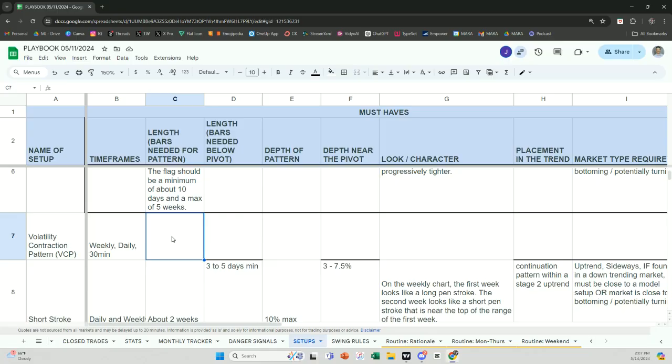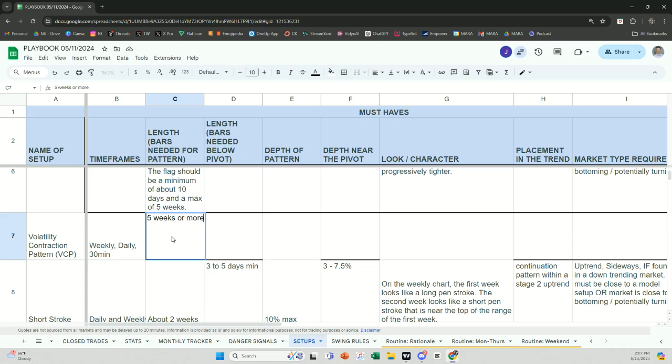In fact, after I say the length, we'll jump right over to some charts, and you'll see the examples. Cool. So, as far as the length, I want this to have at least, I'd say, 5 weeks.